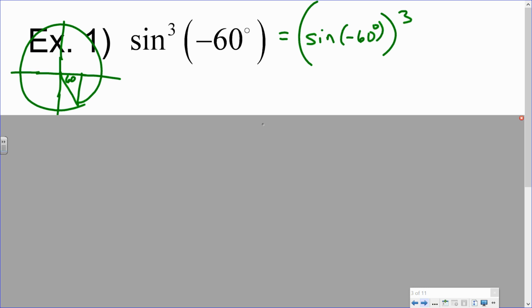Abby, positive or negative? It will be -√3/2, which we will end up cubing.